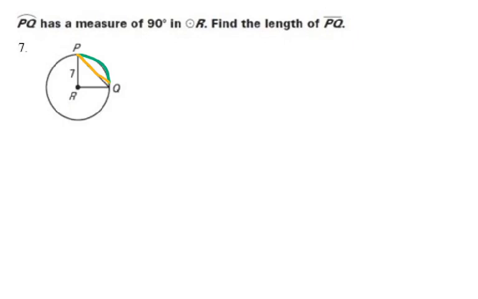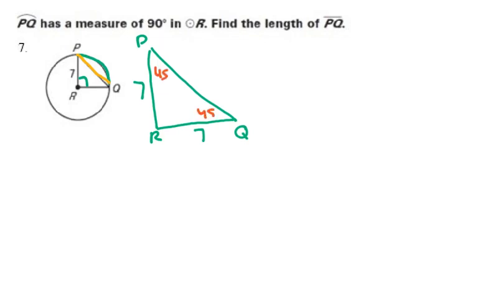So remember, when you have central angles, like this angle here, the angle is equal to the arc. So therefore, if arc PQ is equal to 90, then that makes this a right triangle. Now, because we know that all radii are congruent to each other, if PR is equal to 7, then RQ must also be equal to 7. Now from here, you can choose which way to solve. You can recognize this as a 45, 45, 90 triangle and know that PQ has to be equal to side times radical 2, or 7 radical 2.